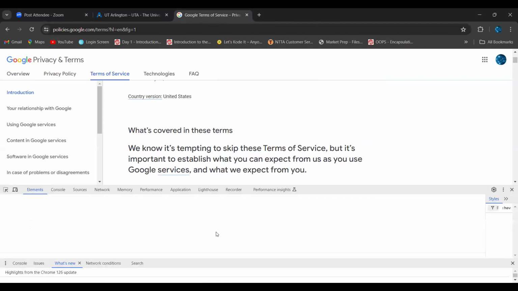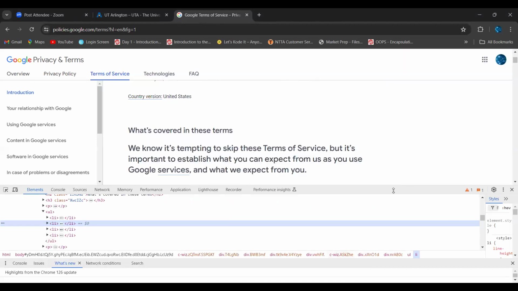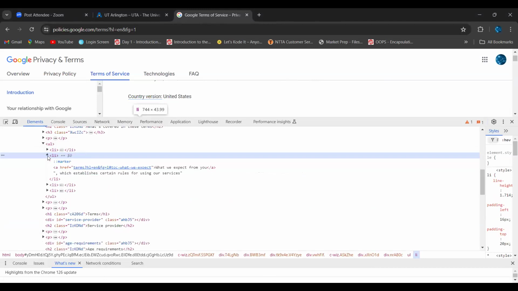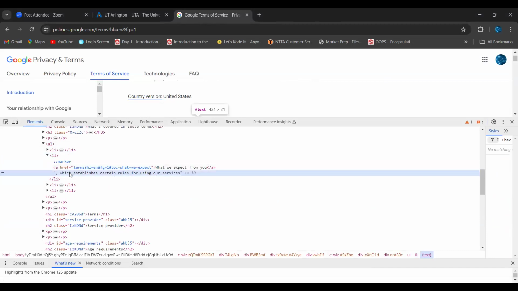Let me show you what the mistake is. Maybe they made a mistake in this letter. Instead of the C, they put the X here.